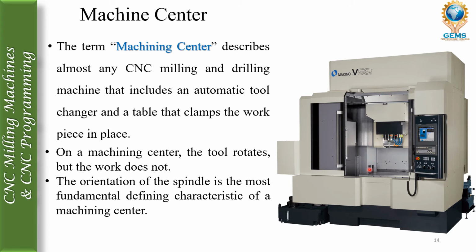It's called a machine center, and this term describes CNC machines only, because in conventional machining we don't have any automated setup, but in CNC milling everything is automatic, including the automatic tool changer. So we call it a machine center.